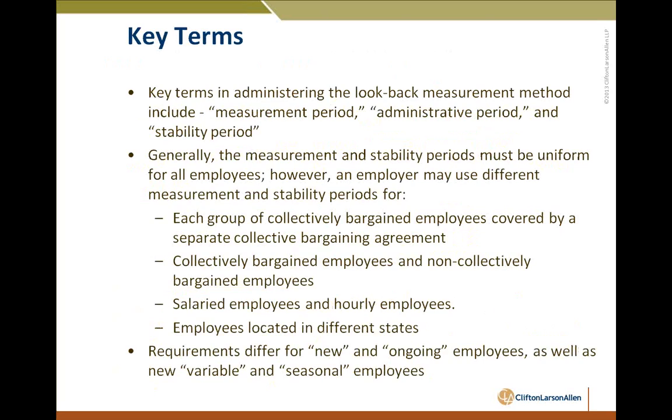Those periods, the measurement and stability period, must be uniform for all employees, but you can use different ones for different groups, like, for instance, collectively bargained and non-collectively bargained employees. So if you have union and non-union employees, you can actually use different methods for each. You can use different methods or periods for salaried and hourly, and also for employees located in different states. Now, again, the more different ones you use, the more complicated I think it gets. So you want to be sure that you're making a good decision from an administrative standpoint.